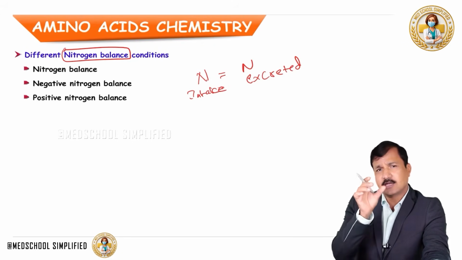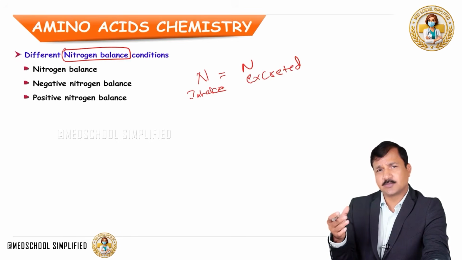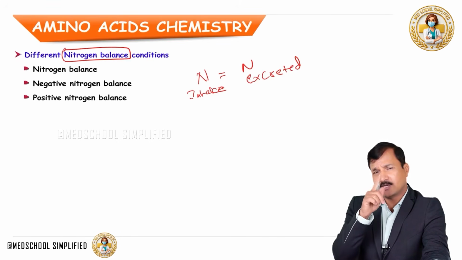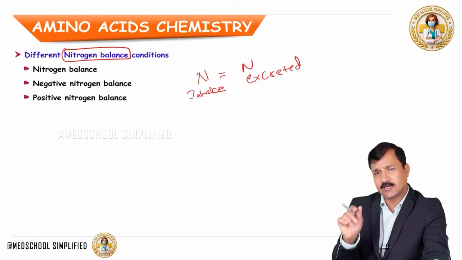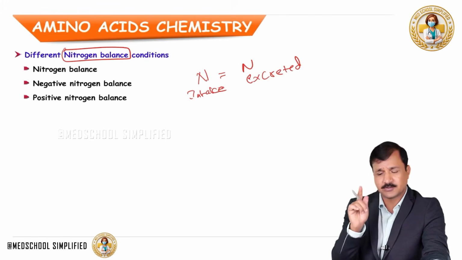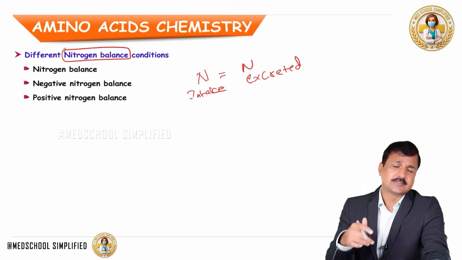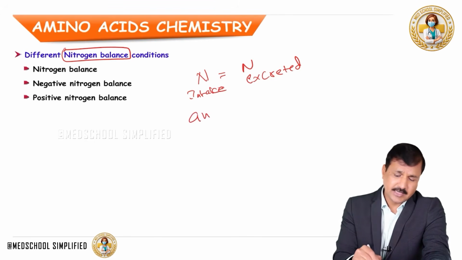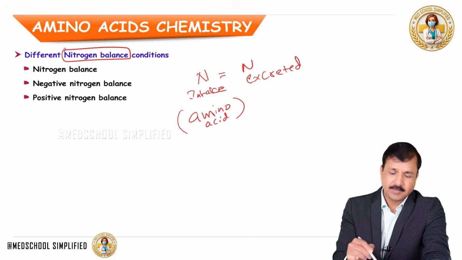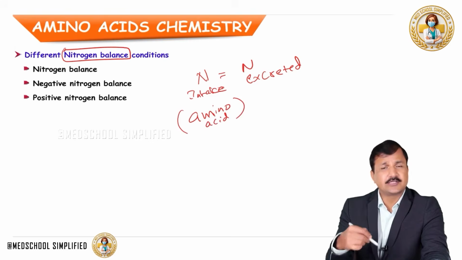Amino acids are the building blocks of protein, and each amino acid has at least one amino group, which carries nitrogen. That's how nitrogen gets into our body. I will write it as amino acids: nitrogen gets in the form of amino acids. How is nitrogen excreted? What is the predominant excretory form of nitrogen in our body?